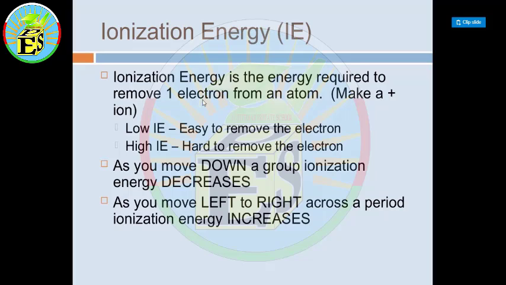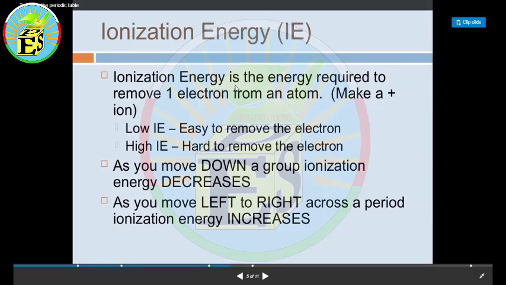For example, a door cannot be pulled by itself. You will pull it by your hand. You gave energy by your hand to pull the door. Same is the case here. We require energy to pull or remove the electron from its atom. That energy is called ionization energy. Low ionization energy means it is easy to remove the electron. High ionization energy means it is hard to remove the electron.